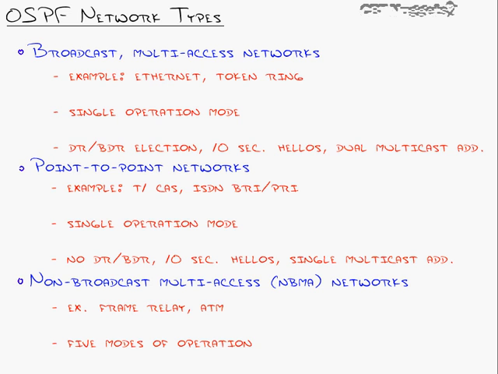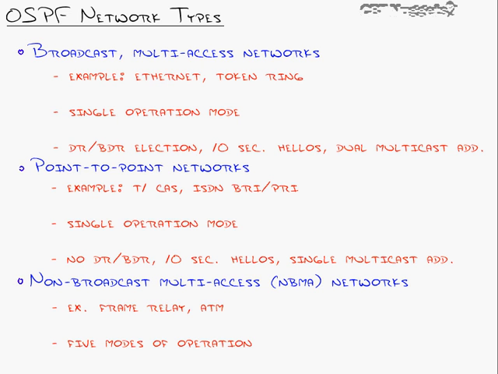Second one, point-to-point. You've already seen. Examples of that are T1 CAS, ISDN BRI, just anything that has a point-to-point connection, typically WAN links. It is a single operation mode. There is no BDR and DR because they said, why have an election when there's only 2 routers on a point-to-point link? 10-second hello interval, 40-second dead interval, and everything is sent to a single multicast address, 224.0.0.5. The last one is what this entire video is about, and that's the bad news.